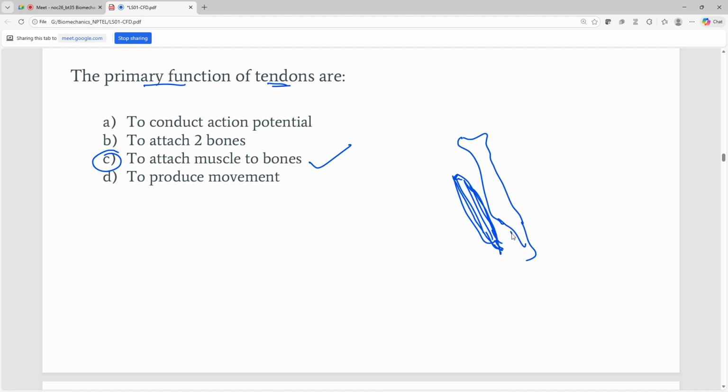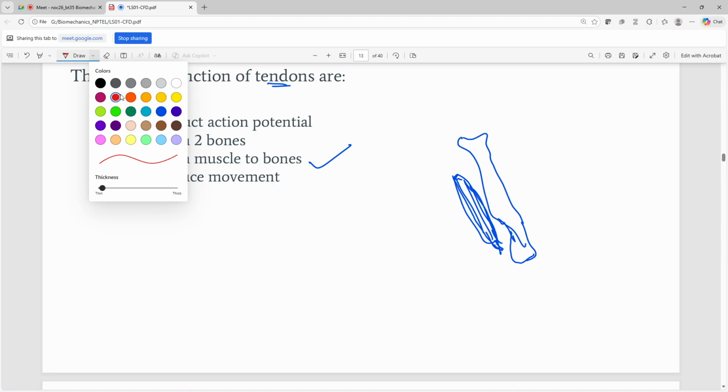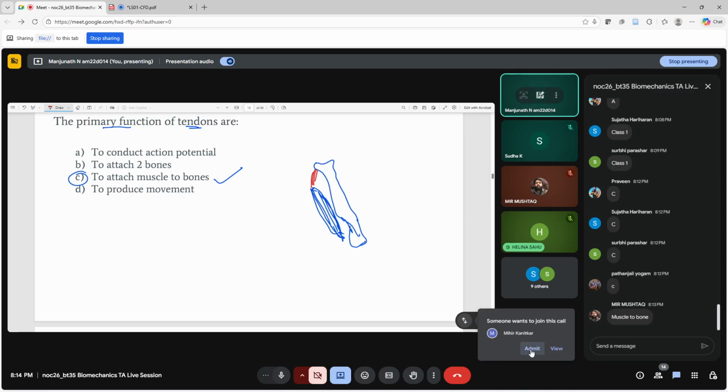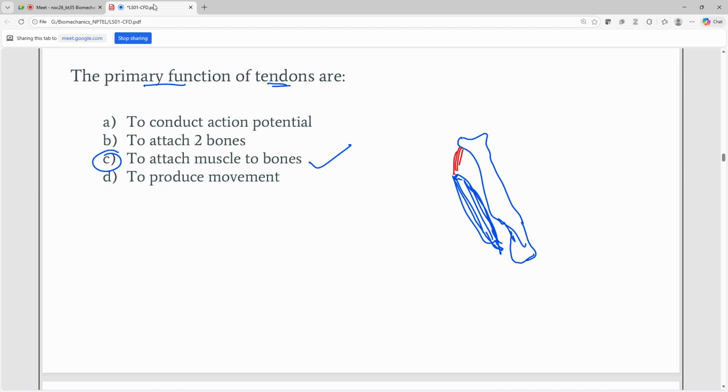This is a muscle. So, as such, muscle fibers can't directly attach to bones firmly. So, there is another set of soft tissues called tendons and ligaments. So these tendons are the soft tissues which help in attaching muscles to the bones.